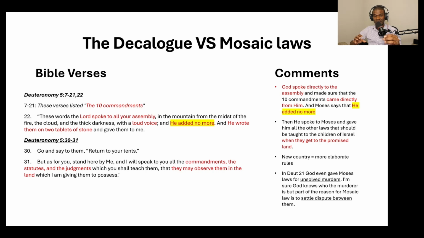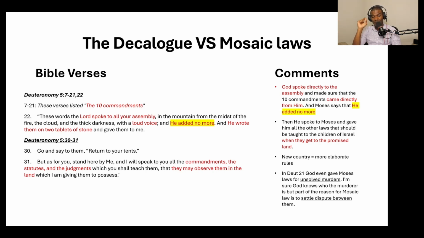After he gave them the Ten Commandments, Moses says he spoke directly to the assembly with a loud voice, and he added no more. And he wrote them on 2 tablets of stone and gave them to me. He spoke the 10 Commandments to the children of Israel, wrote them on 2 tablets of stone, gave them to Moses. Deuteronomy 5:30 to 31. And then he says, "Go and say to them, return to your tents."